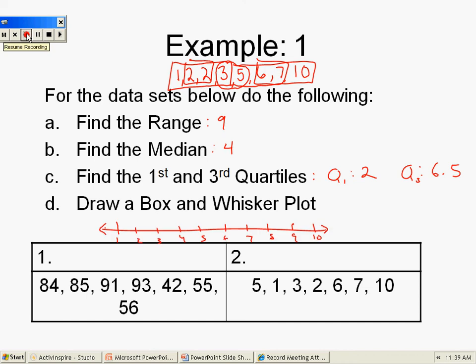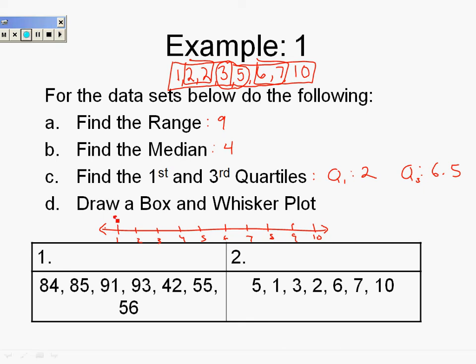Dots here. So we're going to go ahead and do this box and whisker plot. A number line going from 1 to 10 should be good. So Sharon, tell me where the dots are going to go. 1 for the minimum. 2 for the first quartile. 4 for the median. 6.5 for the third quartile. 10 is the max. And then we draw a whisker on the last 2 dots and the first 2 dots, and then we do a box around the middle 3 dots.